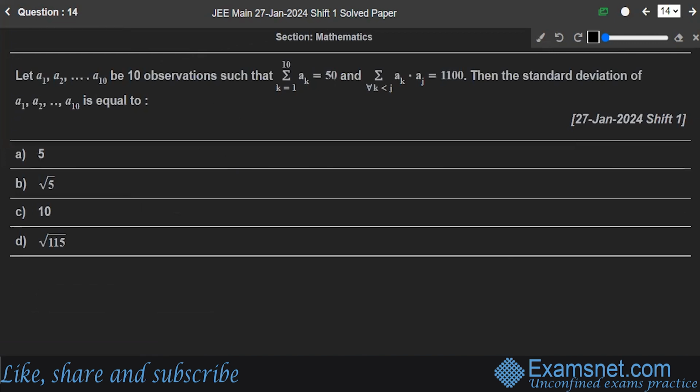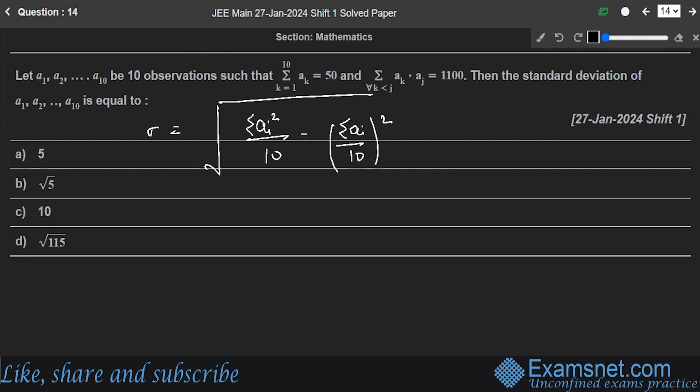Let a1 till a10 be the 10 observations such that the summation of all of them is equal to 50. And also you have the summation of ak into aj, where k is less than j, is equal to 1100. Then the standard deviation of all of these observations is equal to. You know the formula for the standard deviation. First of all, we will focus on what we need to find out. We need to find out the standard deviation. Now this is given by the root of summation ai square upon 10 minus (summation ai upon 10) whole square.